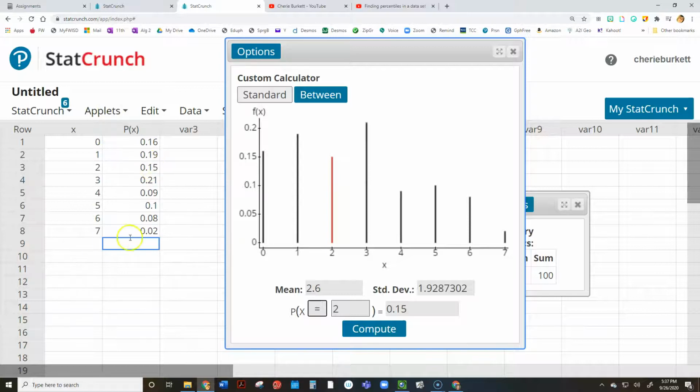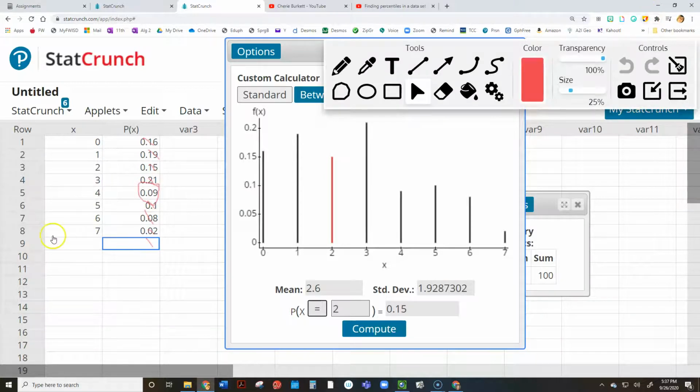So if I were to take this probability distribution and ask you, what's the probability that x equals 2? That's exactly what it would look like if it was written down. Just exactly like it's written right here. Probability that x equals 2 is 0.15.